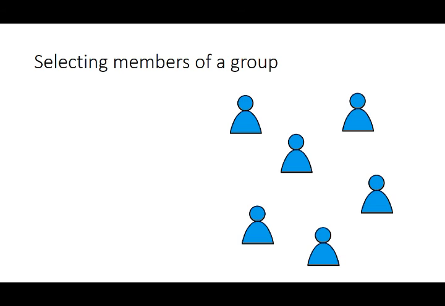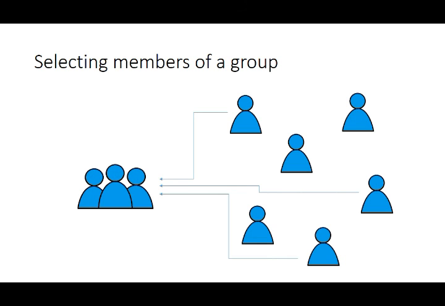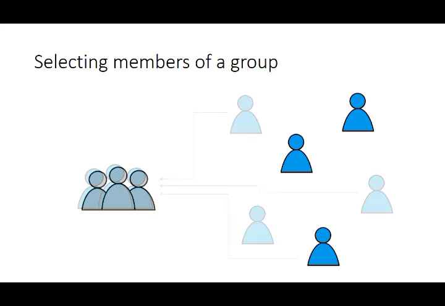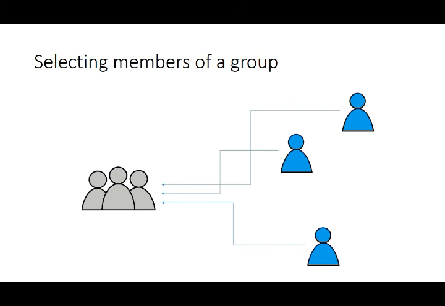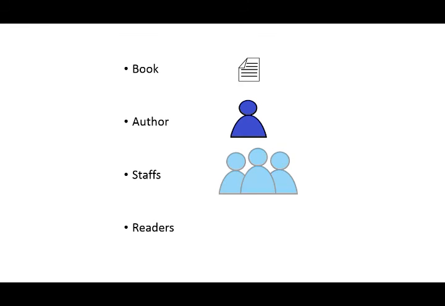Let's illustrate this. Let's say these are users. Users are picked to be a member of a group. All users that became a member of the group will be granted a permission set. The ones that are not chosen will become the members of the general group, whose privileges are still set by the owner. The best example for this is a published book. The book is the file, the author would be the owner, the publishing house staff are the members of the special group, and the readers are the members of the general group.